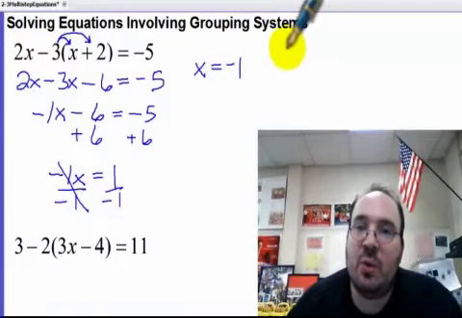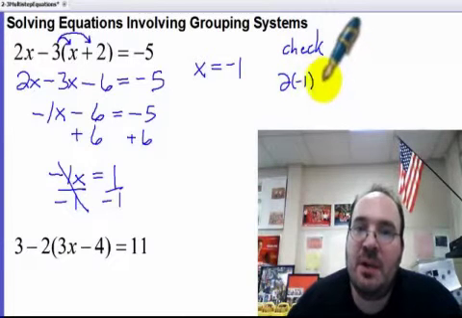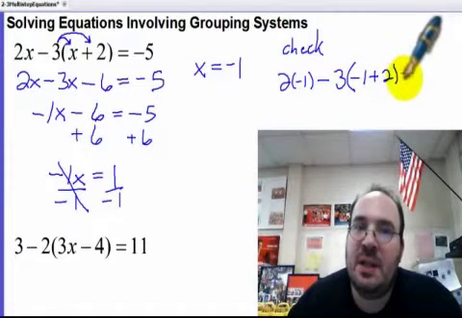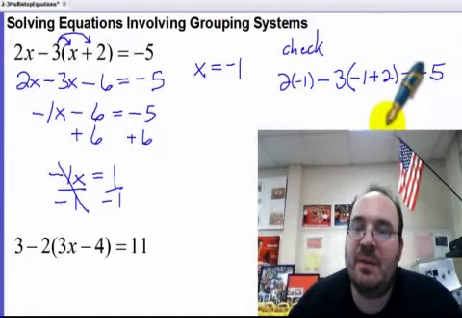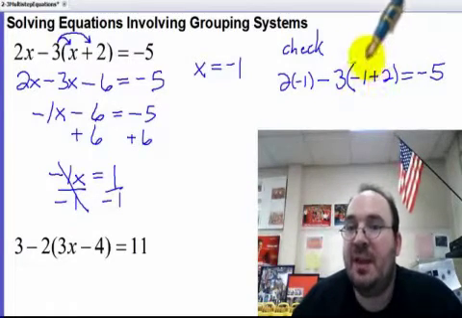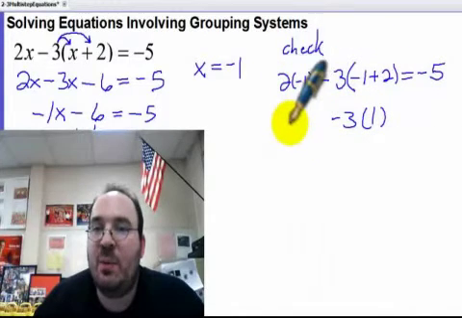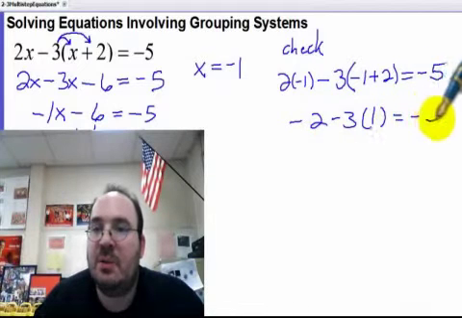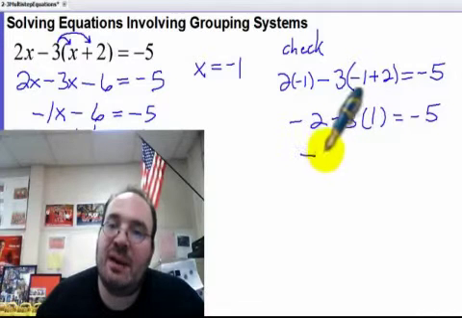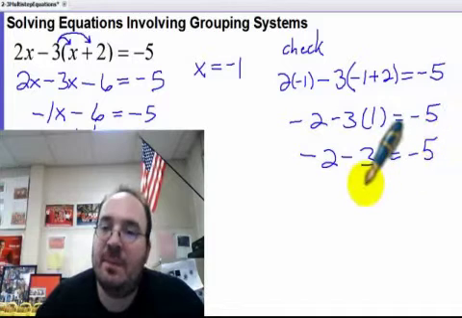Let's go ahead and check our work. I'm going to write 2 times negative 1 minus 3 times negative 1 plus 2 equals negative 5. The negative 1 and the 2, I can combine now because they're both just numbers. Negative 1 plus 2 is 1. And 2 times negative 1 is negative 2 equals negative 5. 3 times negative 1 is negative 3. So I have negative 2 minus 3 equals negative 5.